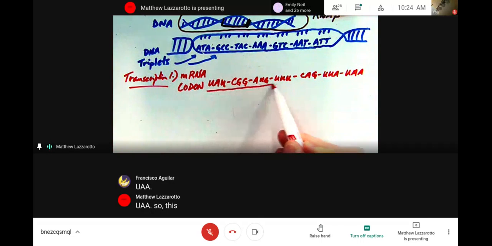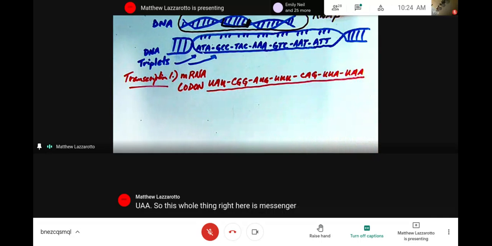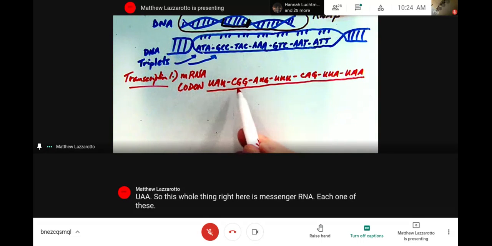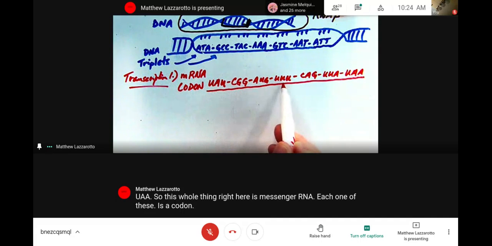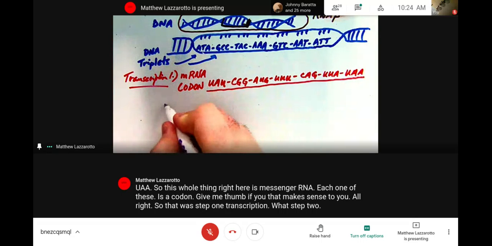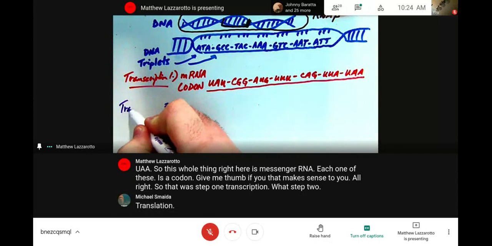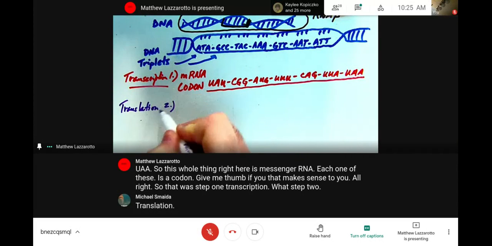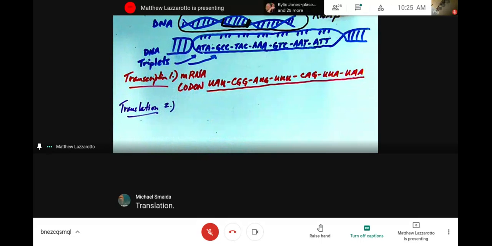So this whole thing right here is messenger RNA. Each one of these is a codon. Give me a thumb if that makes sense to you. All right. So that was step 1, transcription. What's step 2? Translation.